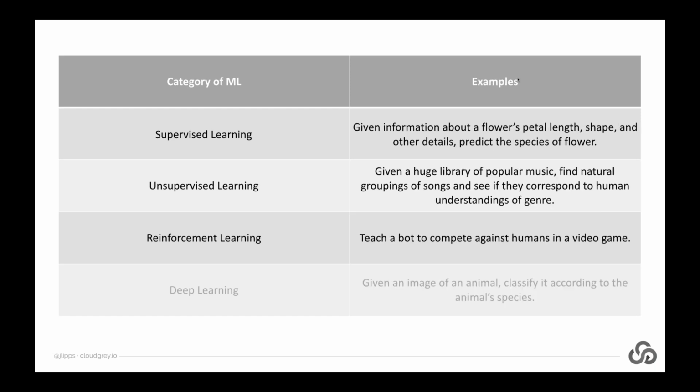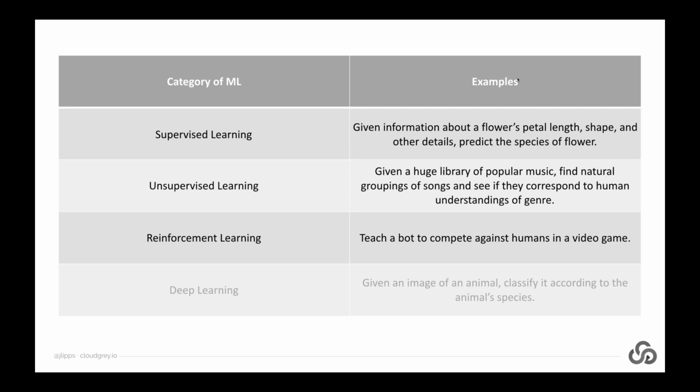So some concrete examples. For supervised learning, we might want to predict the species of a flower given certain attributes of the flower. Maybe its petal length, its shape, and a few other details. If we have trained a machine learning model based on the correspondence between petal length, shape, and species of flower, we could theoretically, as long as reality actually works in this way, try and get the algorithm to predict for us the species of a new flower that we don't know just by looking at it, but we can measure its petal length and shape.